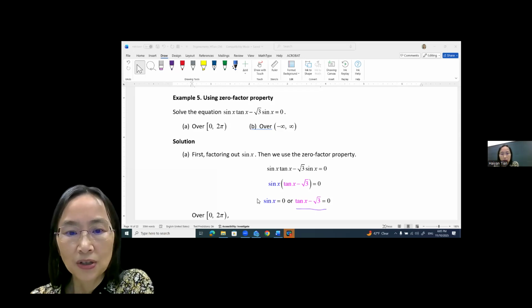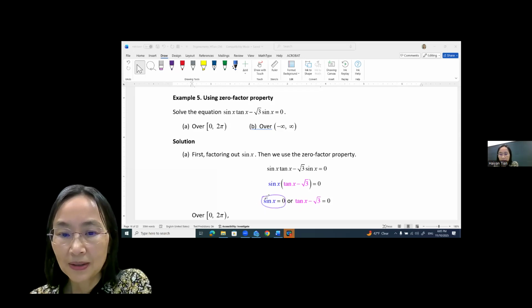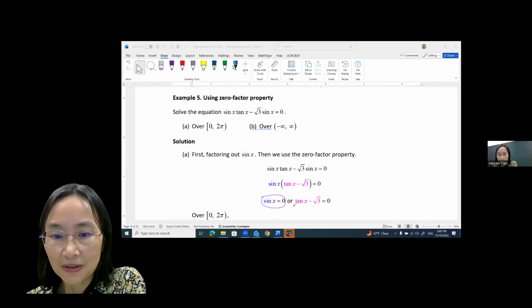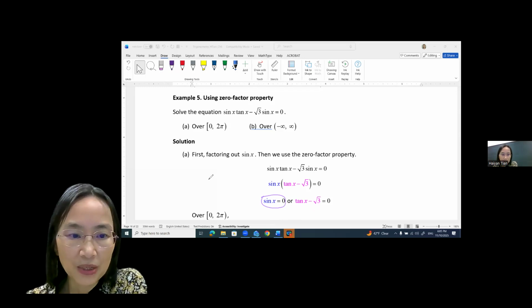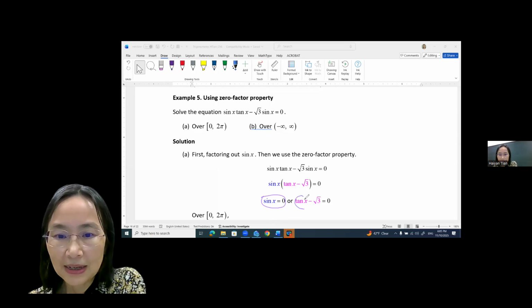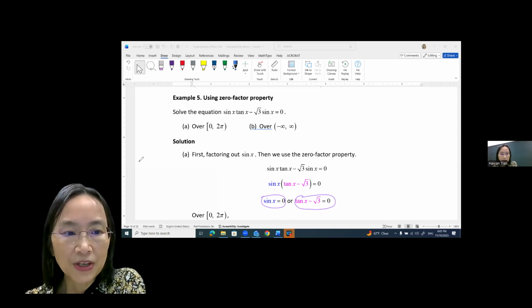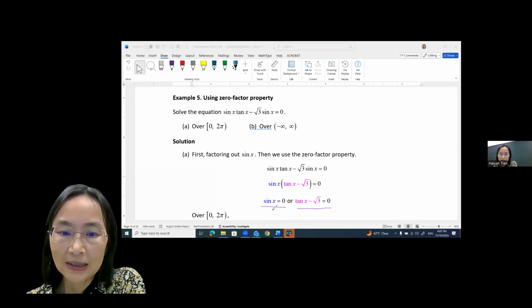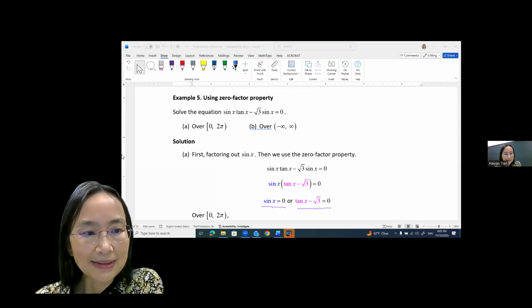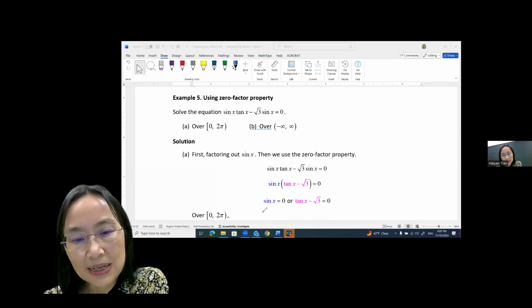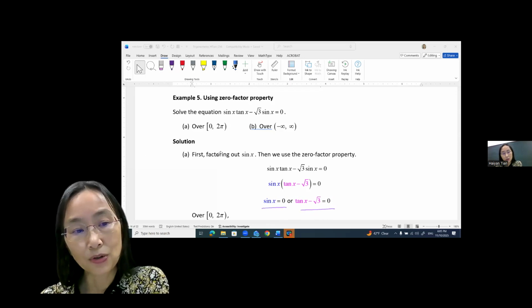Then we can solve from sine x being 0, we get one equation, right? From tangent x minus square root of 3 is 0, you can find another equation. So this way we can try to solve each equation to get x. Once we get sine x or tangent x, then we go from there.